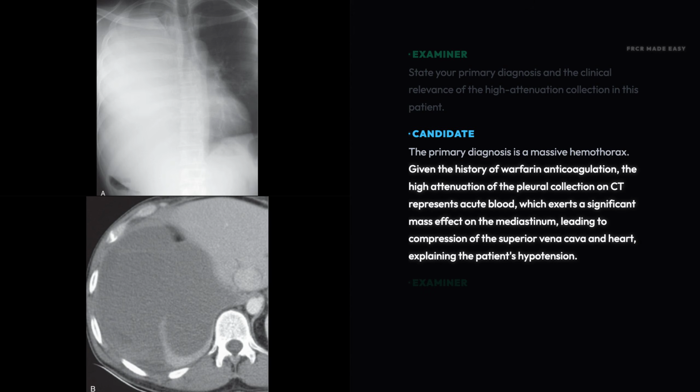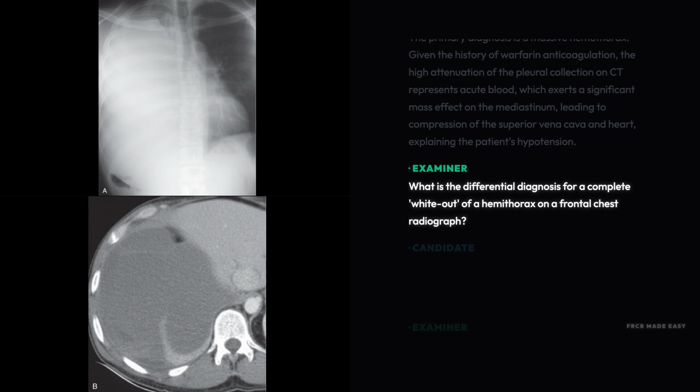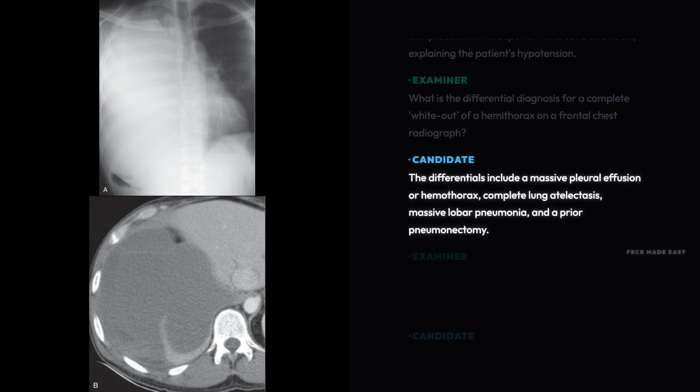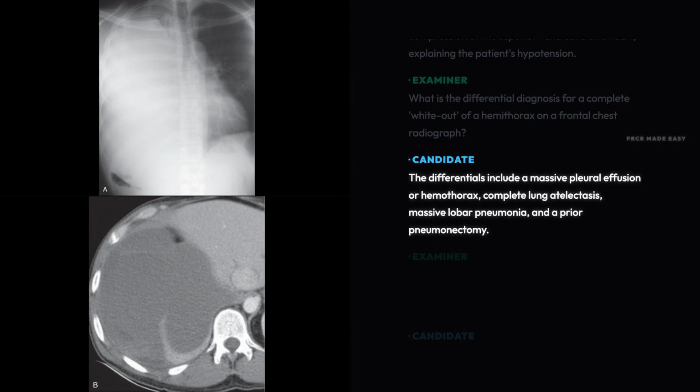patient's hypotension. What is the differential diagnosis for a complete whiteout of a hemithorax on a frontal chest radiograph? The differentials include a massive pleural effusion or hemothorax, complete lung atelectasis, massive lobar pneumonia, and a prior pneumonectomy.